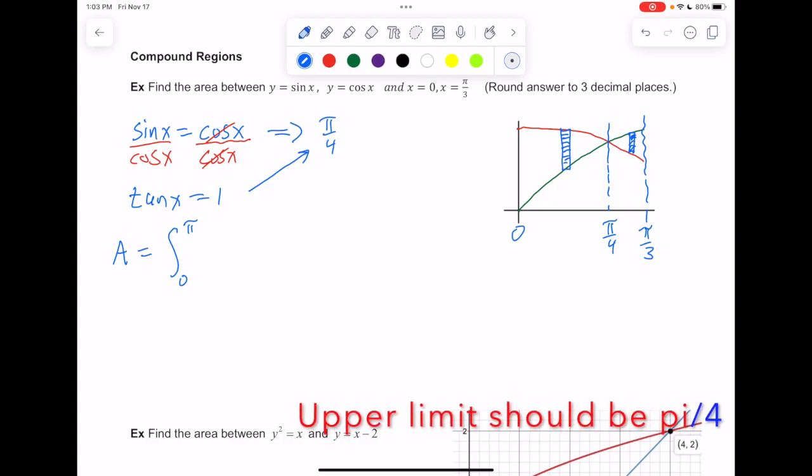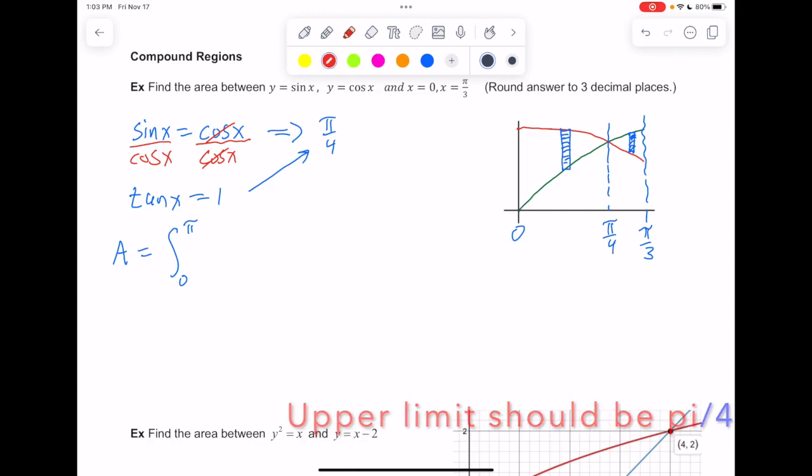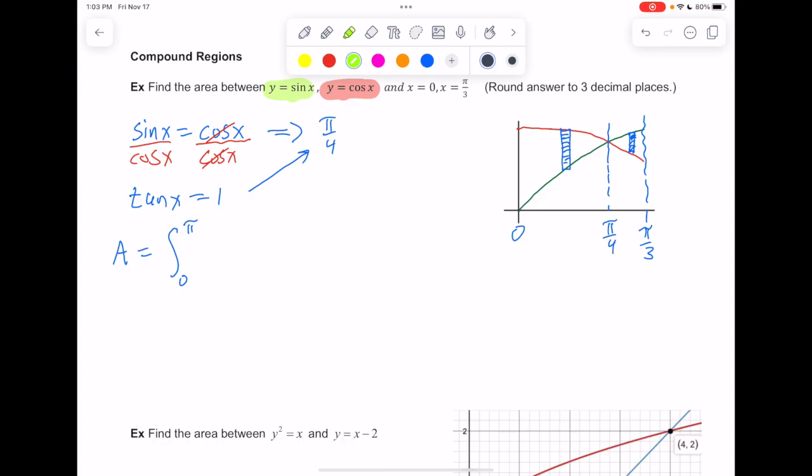And the top, the red one, was cosine, and the green one on the bottom was sine. So as we go from 0 to pi over 4, we're going to do top minus bottom, so red minus green, so cosine minus sine. That's the height, and then the width comes from the delta x, which in integral form becomes dx. That gives us this area right here.